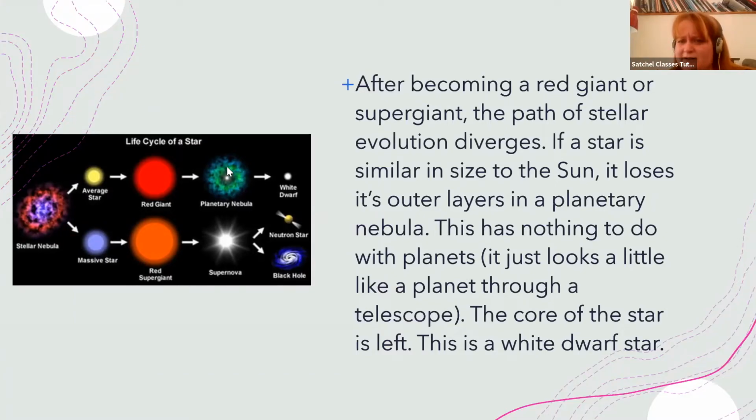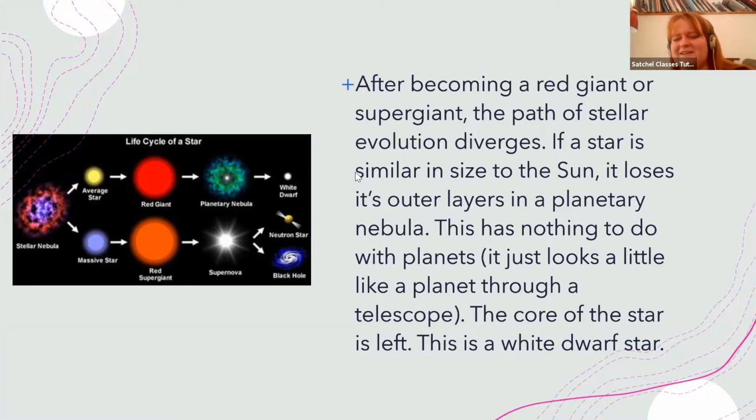It's nothing to do with planets, actually, very badly named. All it is, the people that first discovered it thought it looked like a planet through a telescope. There's nothing to do with planets there. And there's no explosion, it just loses its outer layers, and the core is left. So the core, which used to undergo nuclear fusion, doesn't anymore. It's just left as a white dwarf, and it will slowly cool down over time, and fade.